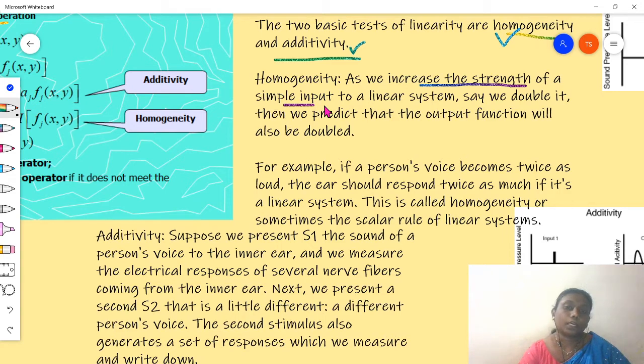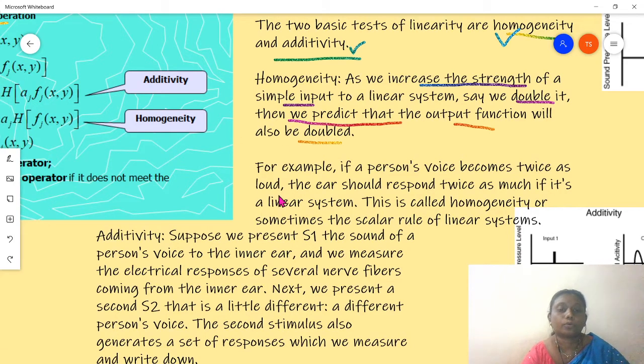For the input value, we are multiplying with a constant. We are calling it a weight. Then we are doubling it. The input value to the system is doubled. Then we are predicting that the output function will also be doubled.